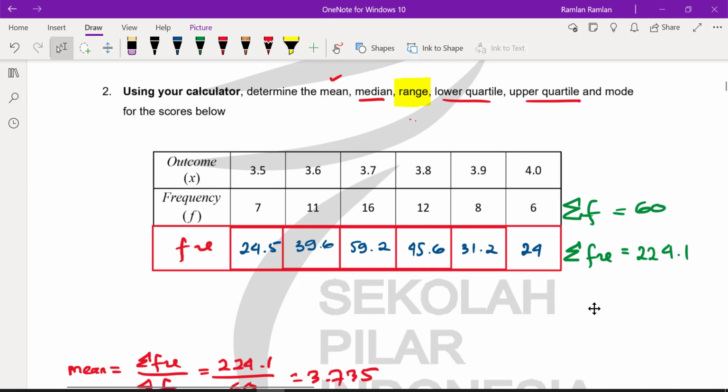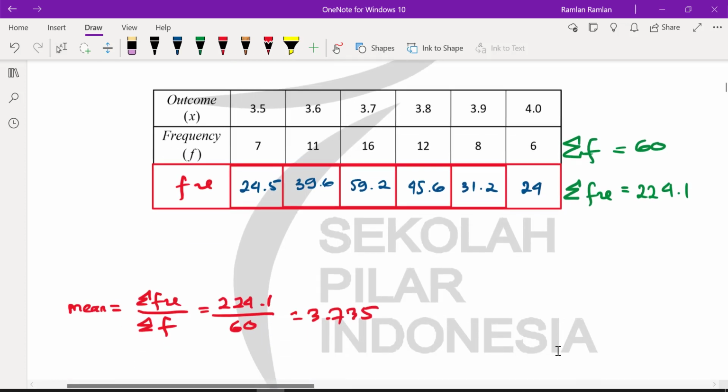So the maximum value of the outcomes, based on this table, is 4.0, and the minimum value is 3.5. So you only need to subtract those two values, which means that the range, I'm going to put it here, will just be equal to 4.0 minus 3.5, which is 0.5.